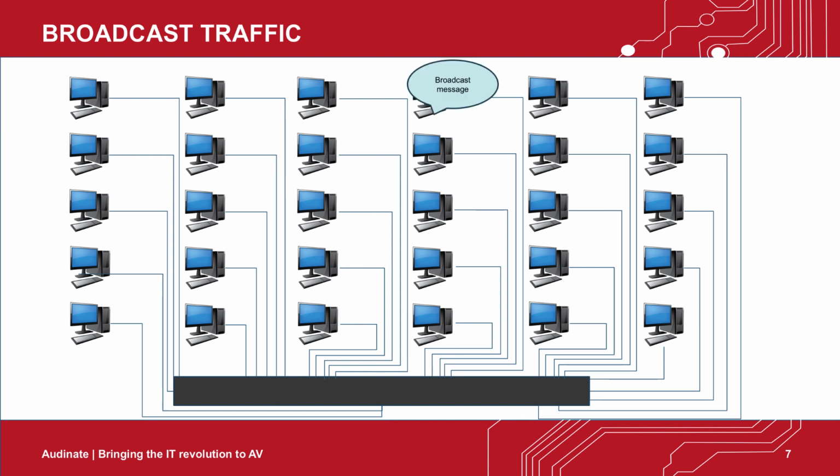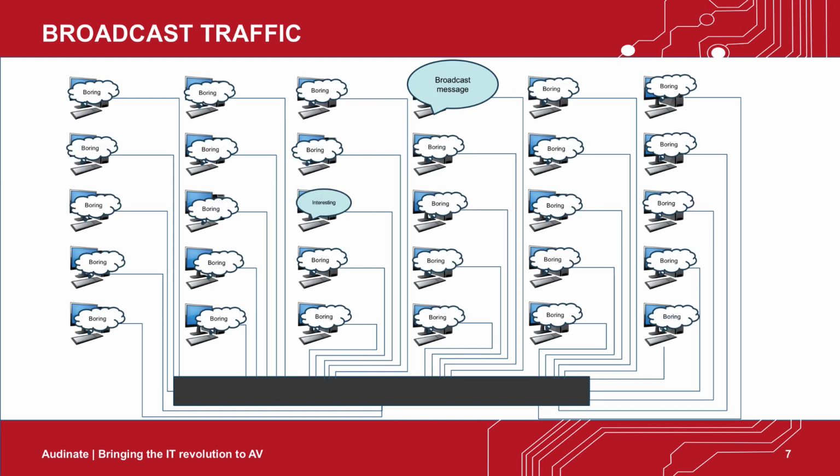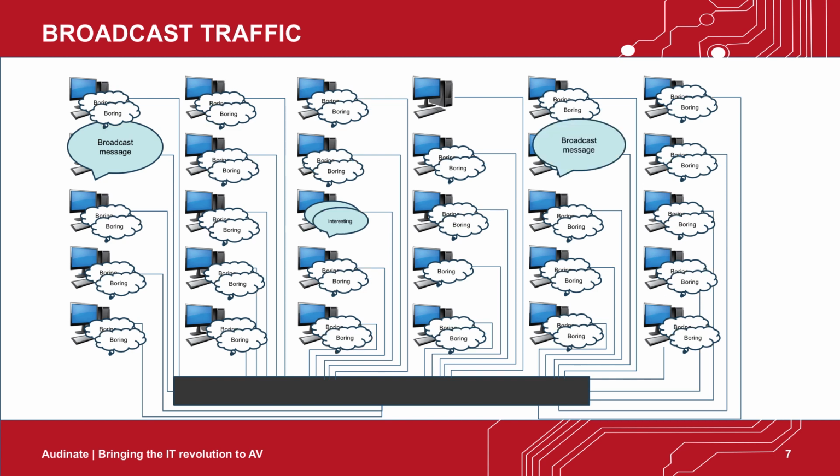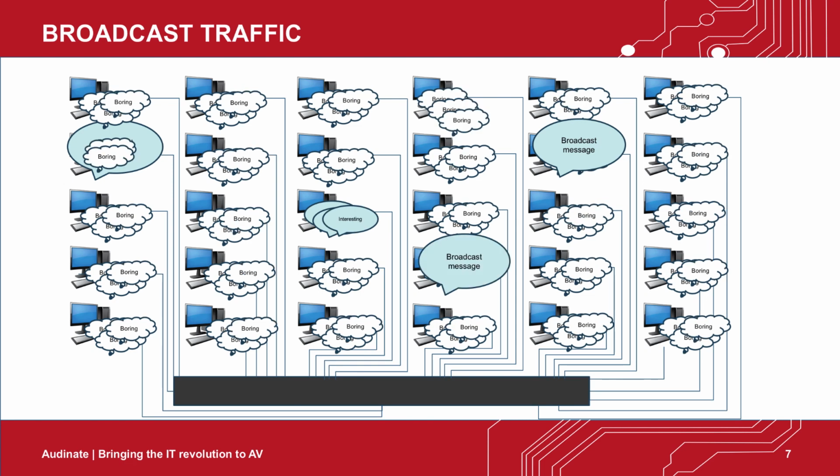Picture a scenario like this. A broadcast message is sent. All devices hear the message and ignore it as it doesn't interest them. One device, however, listens. Another broadcast message is sent. The same thing happens. One device responds while the rest hear the message and ignore. Again, another message is sent and the same thing happens. You can see the issue with this.